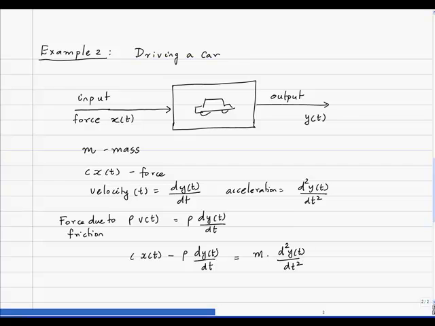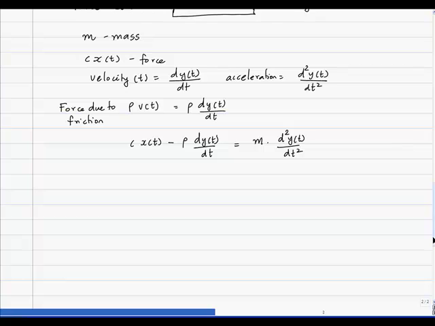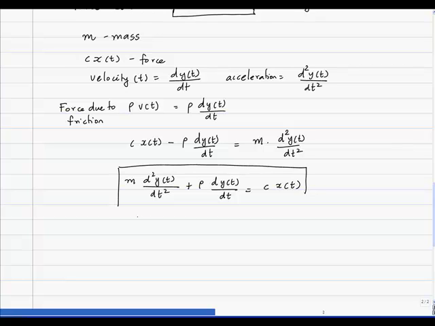Okay, now you see that you get a relationship between y of t and x of t, but the relationship is actually given in terms of a differential equation that relates y of t and x of t. So to be more precise, we could write this as m times the second derivative of y of t plus rho times the derivative of y of t is equal to c times x of t. So this now specifies a relationship between y of t and x of t as well, right?